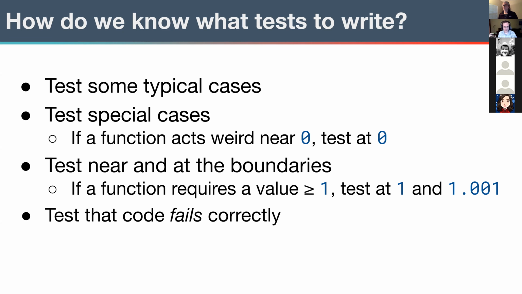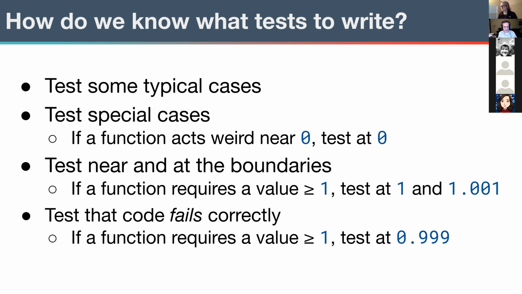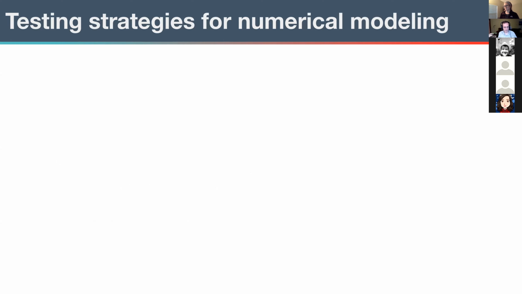We also want to test that code fails correctly. So we have the same case that a function requires a value greater than or equal to 1. We should test at 0.999 to make sure that it's raising an error as we're expecting it to.